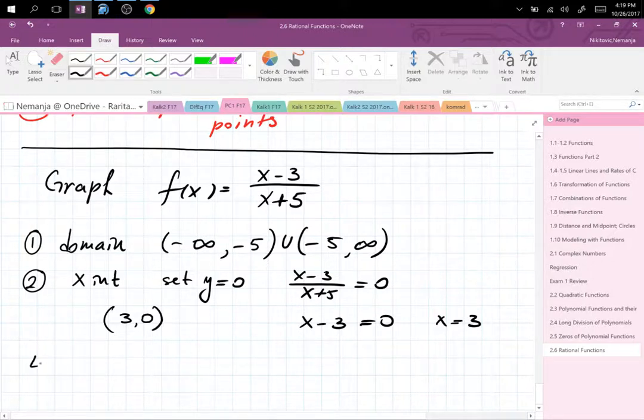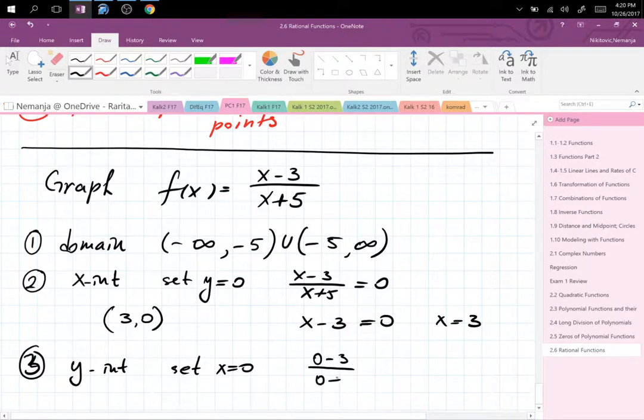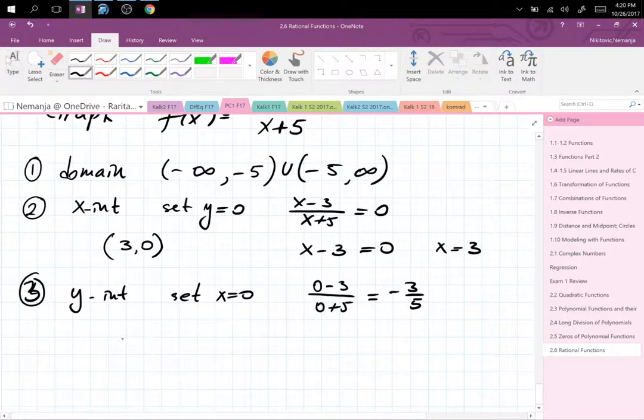How about y-intercept? Y-intercept, anyone? Set x equal to 0. So when you set x equal to 0, you get 0 minus 3 divided by 0 plus 5, and we get negative 3/5. So (0, negative 3/5) is the y-intercept. So far, this was all algebra, right? Well, no, domain is PreCalc.